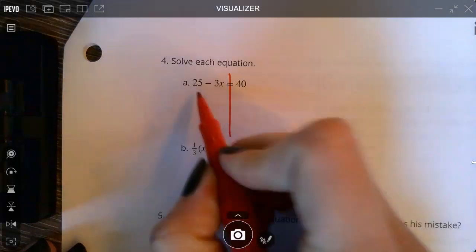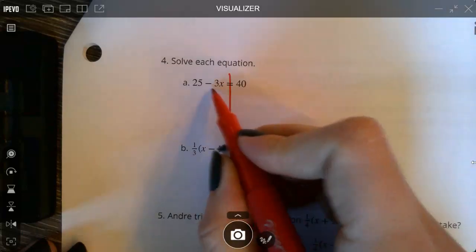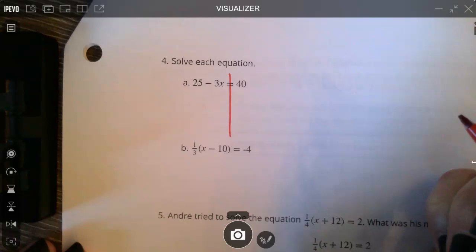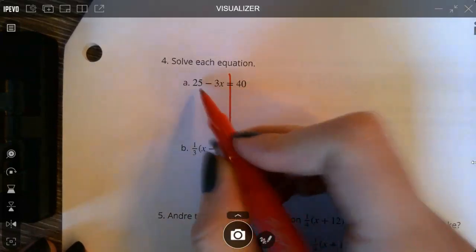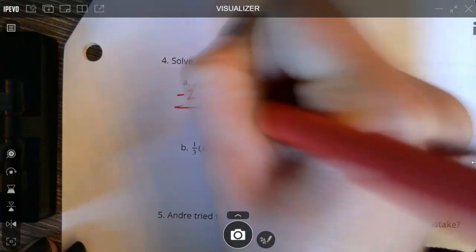Okay, this is a positive 25. There's nothing in front of it. This is like adding a negative 3x. Okay, you always keep the sign in front of the number. So this is a positive 25. I need to get rid of 25 on both sides. Minus 25, minus 25. Bring this down.